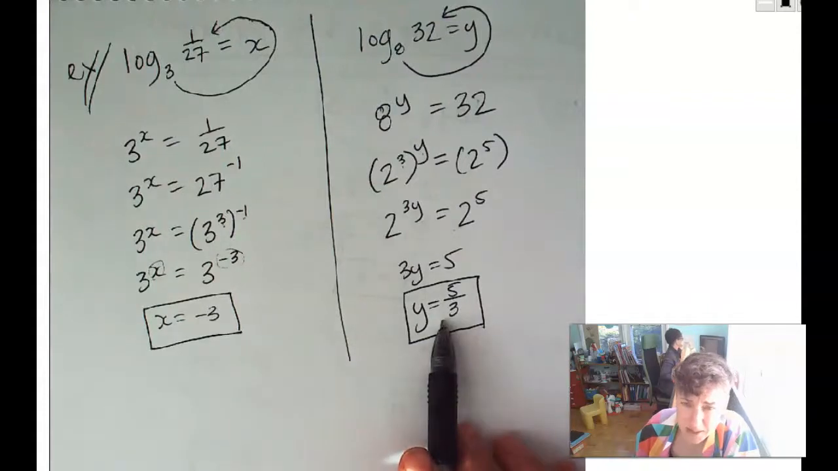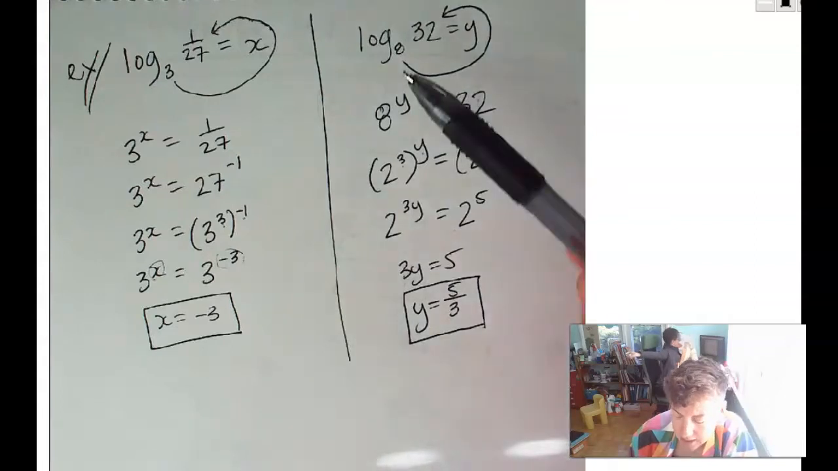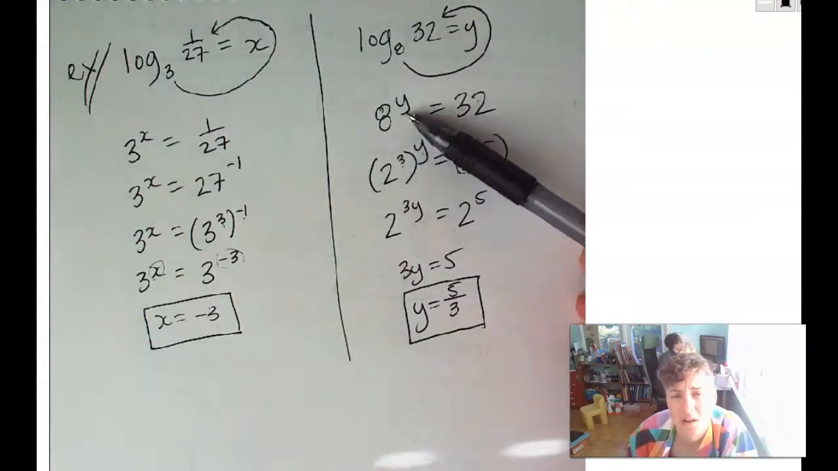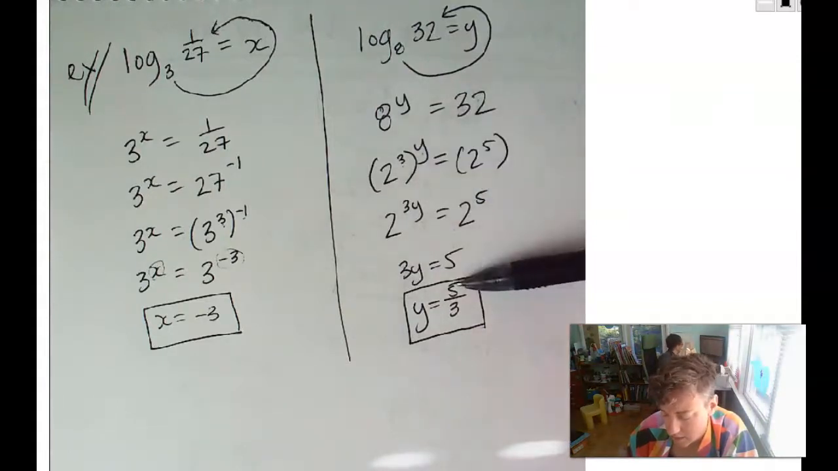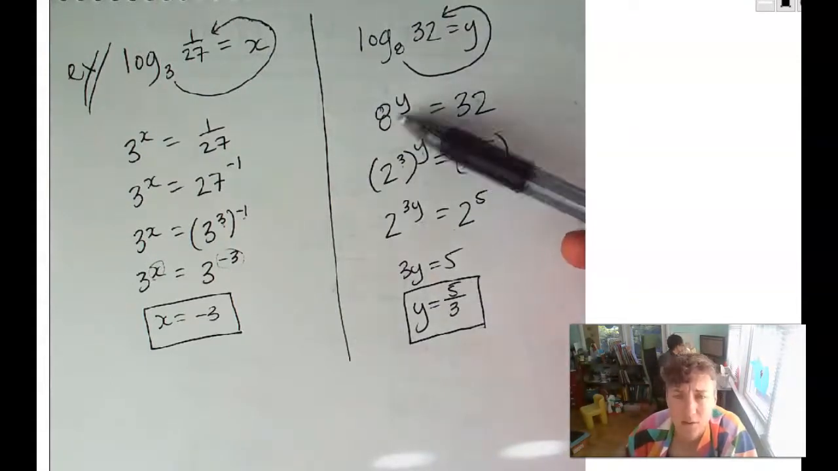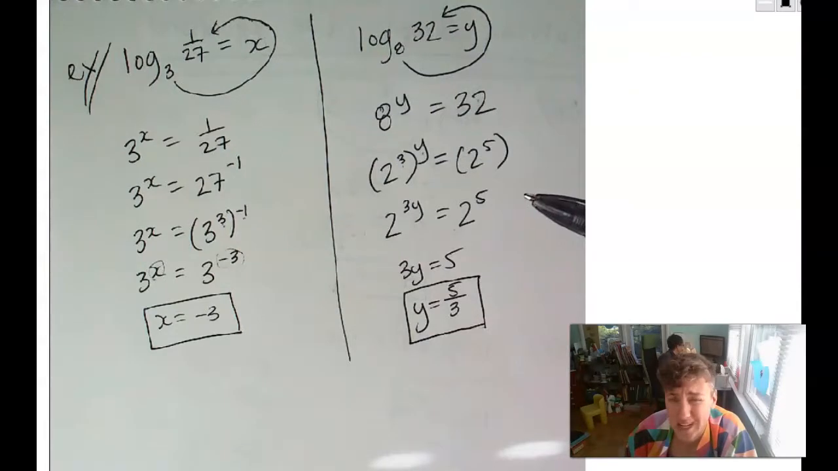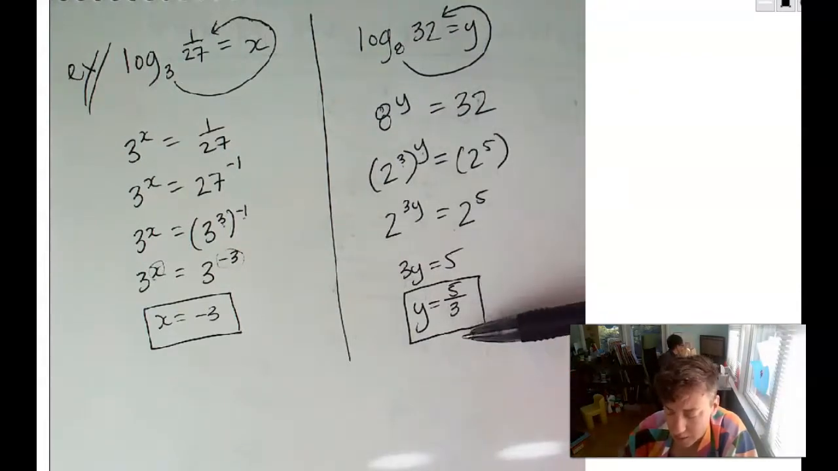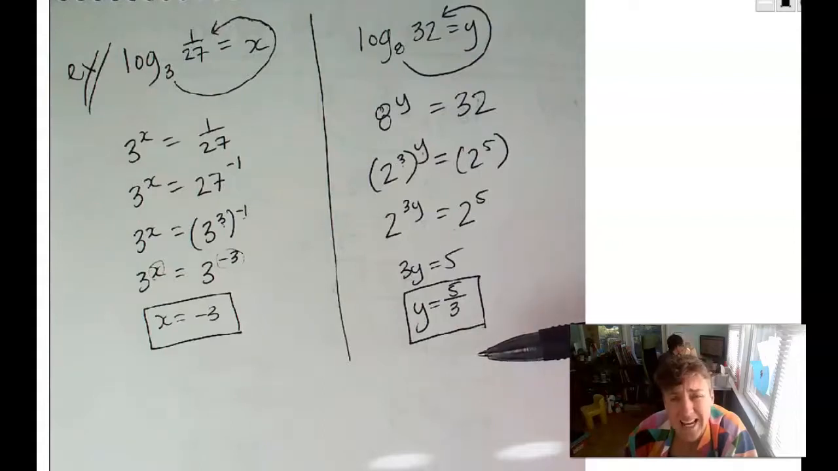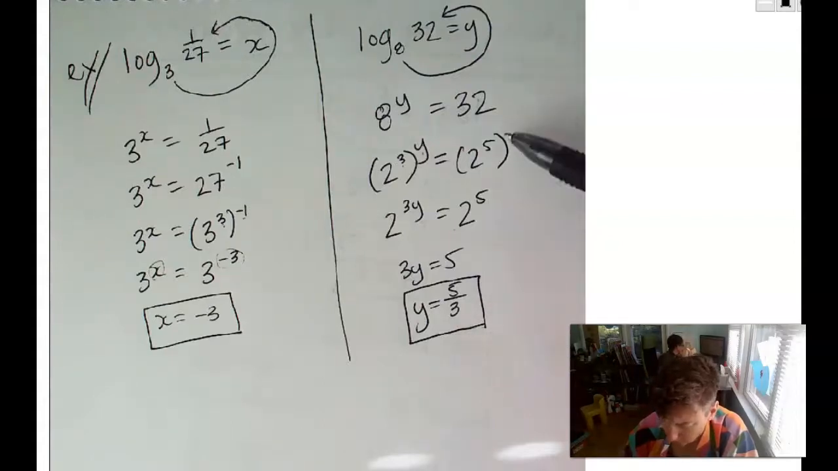Why does that make sense? Well, we know 8 squared would be 64, which would be too big. And that number is clearly less than 2. And 8 to the first power obviously is 1, which is less than. So our number had to be somewhere between 1 and 2, which it is.